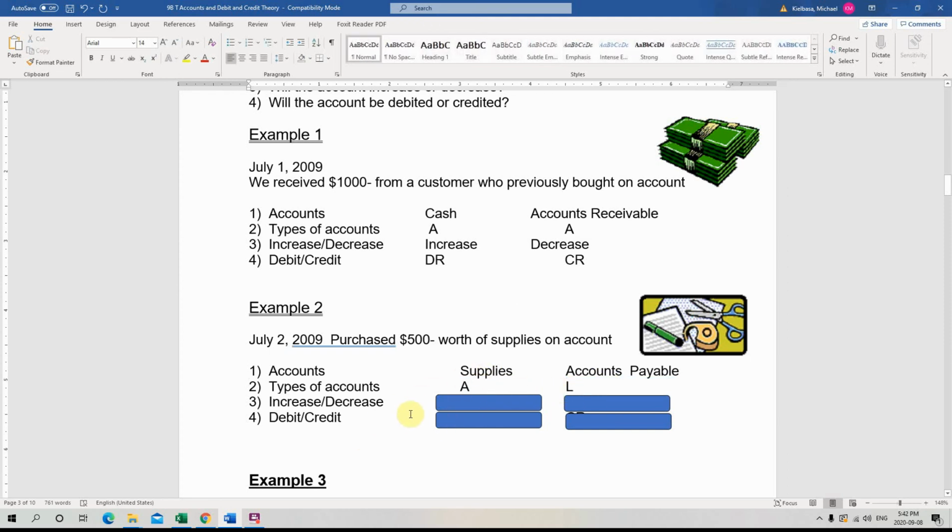Now, what's happening to our supplies? Our supplies are going up, and accounts payable. Do I owe more now, or do I owe less? I owe more, so it's going to increase. Now, supplies is an asset, and it needs to increase, so I'm going to debit, and accounts payable is a liability, and it needs to increase, so it's going to be credited.